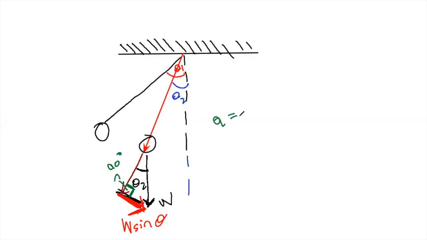Now, I said that A was G sine theta, right? So G is constant, but my angle is changing. That's why my acceleration is also changing. And that's why this pendulum motion is SHM. That's why this is simple harmonic motion. Do you guys understand it?